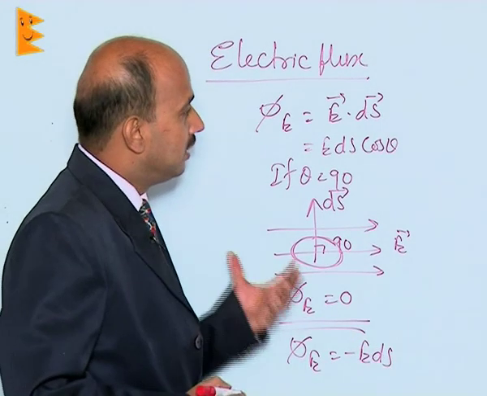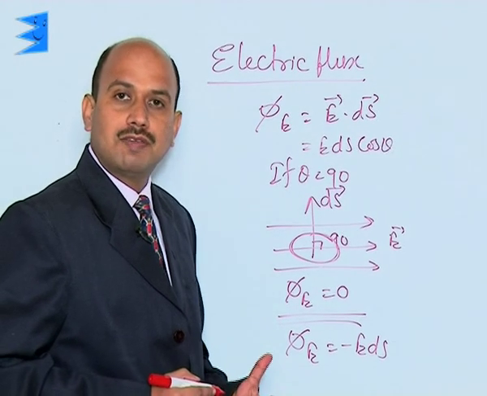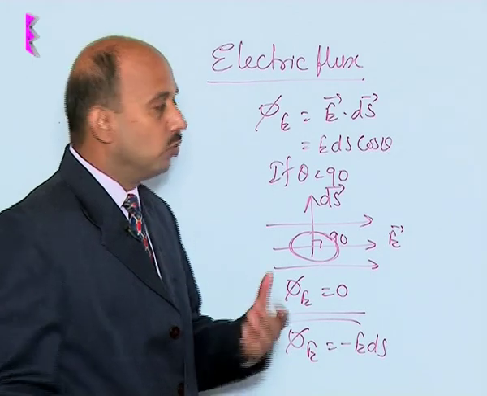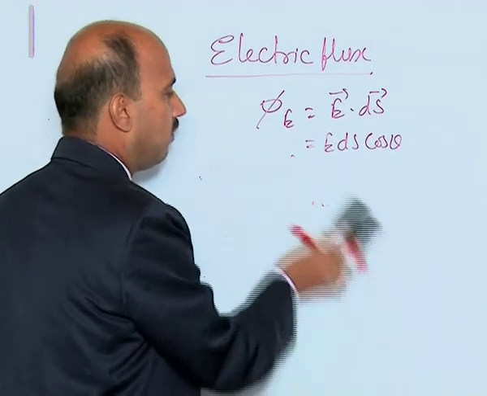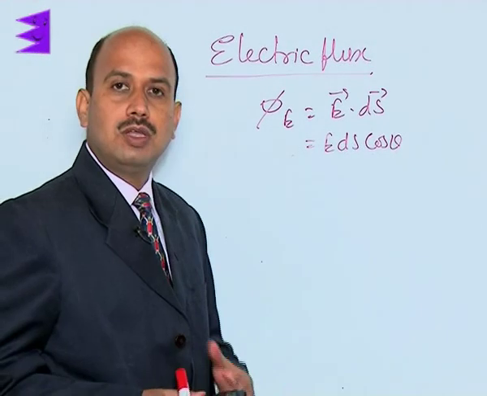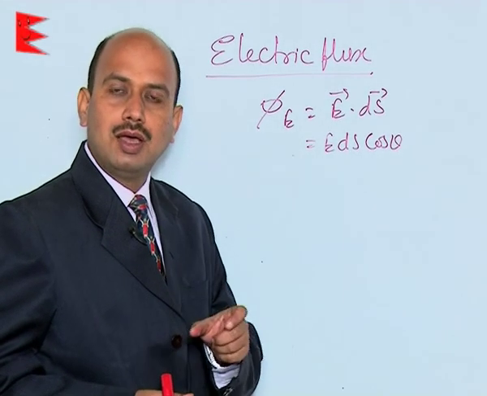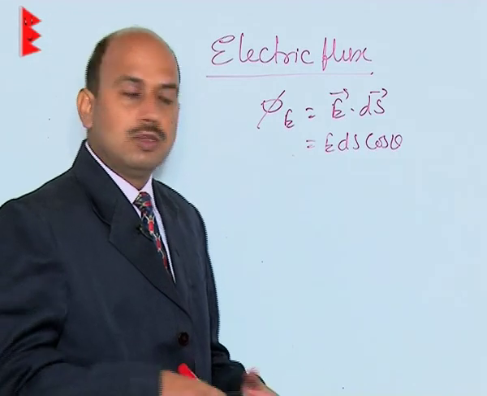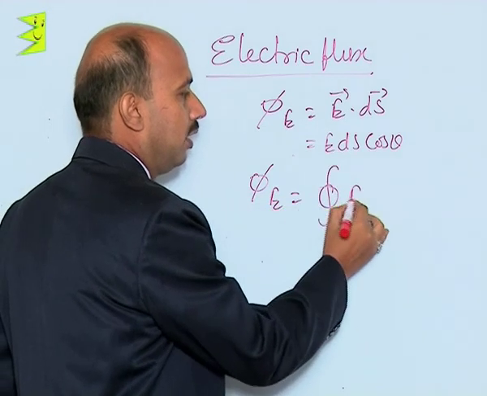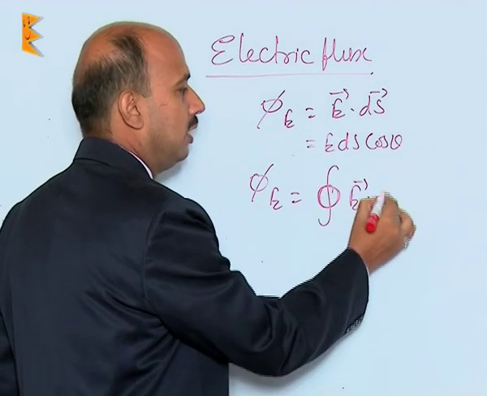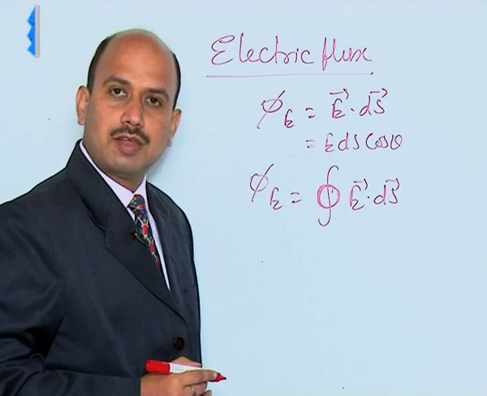Now after these different cases of electric flux, we can also get the total electric flux through any closed surface. Suppose you have any closed surface and you want to calculate the total flux through the surface. First, you divide the closed surface into small areas and calculate the flux through these small areas, and then you add them up. So the total flux through any closed surface is the integration over the closed surface of E dot dS. This circle represents integration over a closed surface.